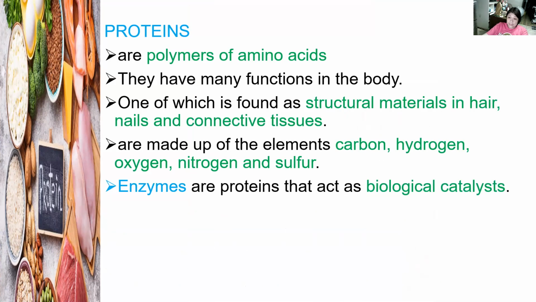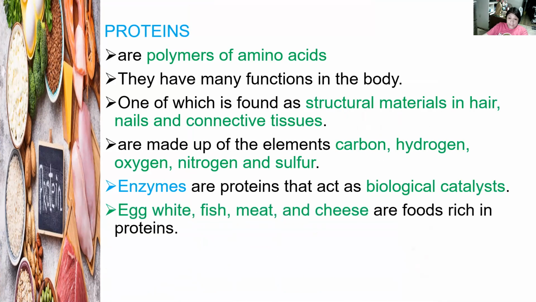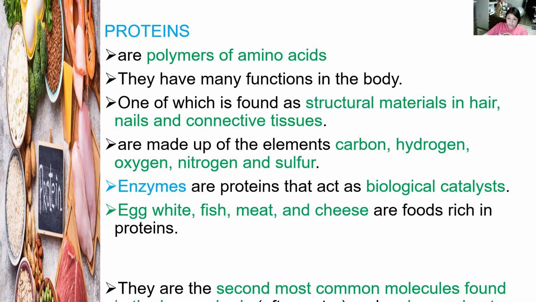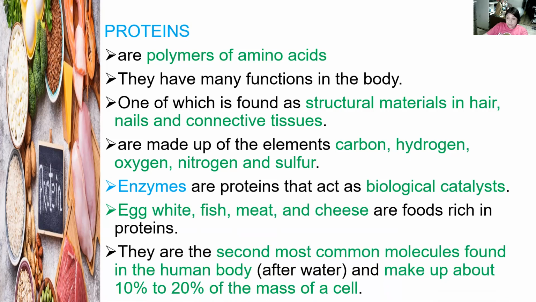Enzymes are proteins that act as biological catalysts. Egg white, fish, meat, and cheese are foods rich in proteins. They are the second most common molecules found in the human body after water and make up about 10% to 20% of the mass of a cell.